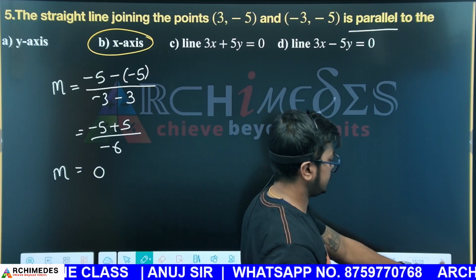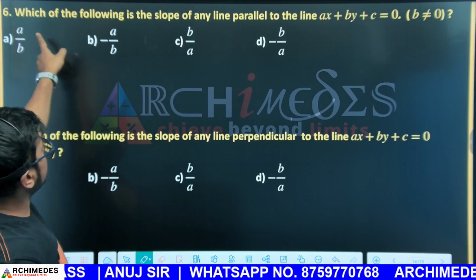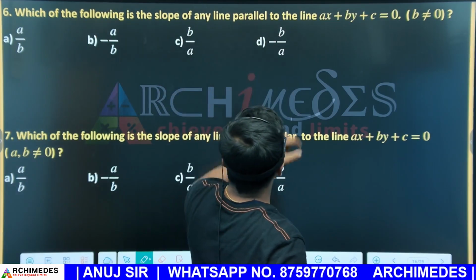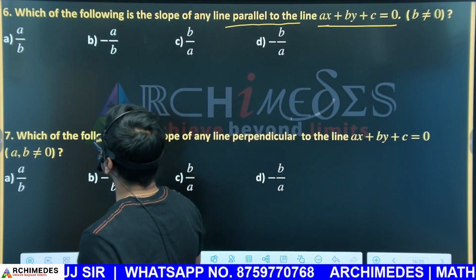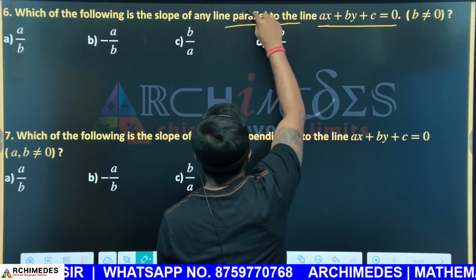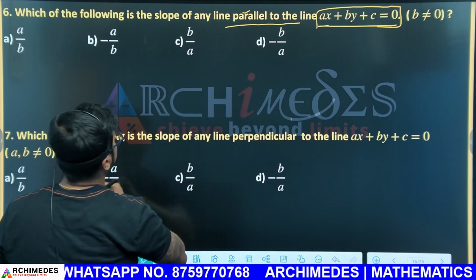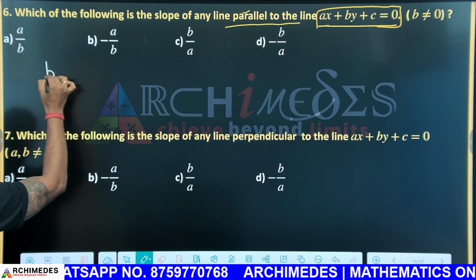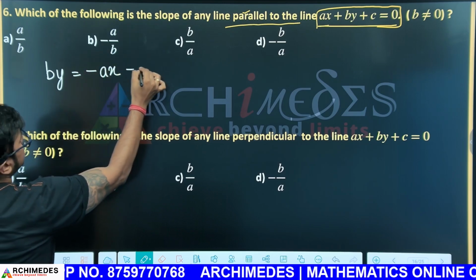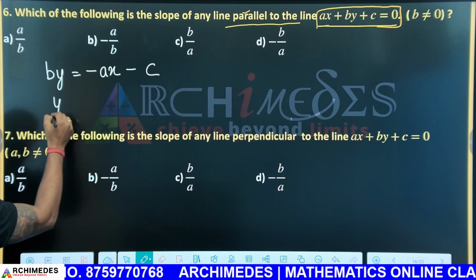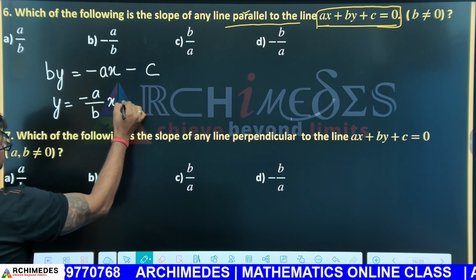Next. Now, which of the following is the slope of any line parallel to the line this? First of all you have to find the slope, because the line is parallel. So how to find the slope of this line? By converting to slope intercept form. So we can write by equals minus ax minus c. Slope intercept form is y equals mx, so we have to divide by b. So this is the slope.